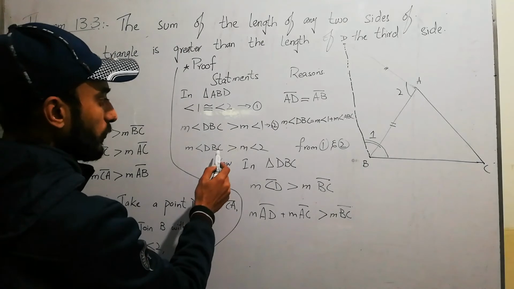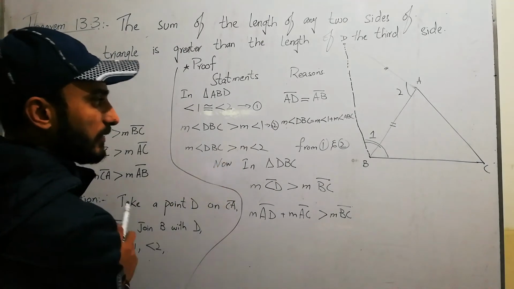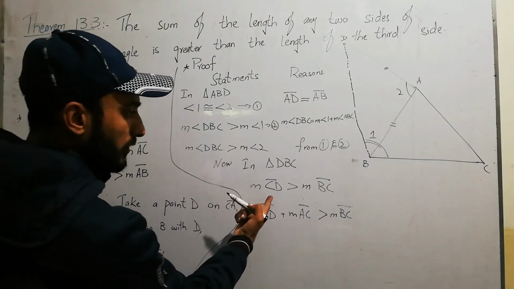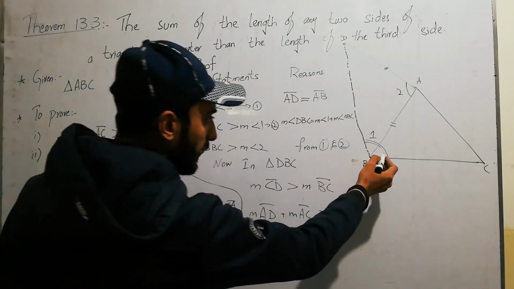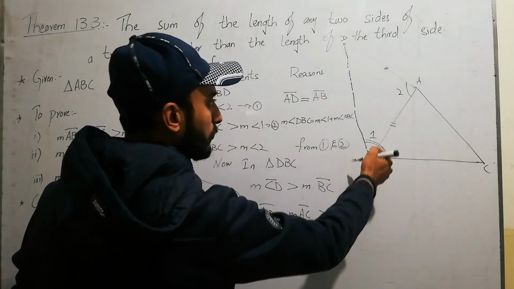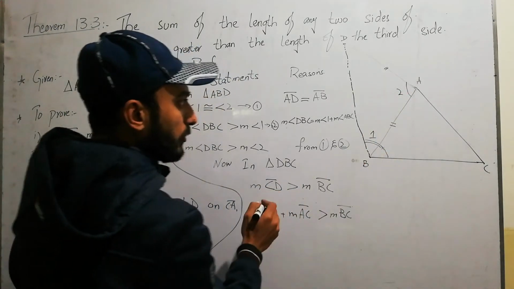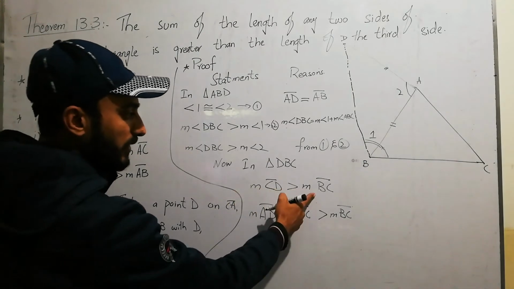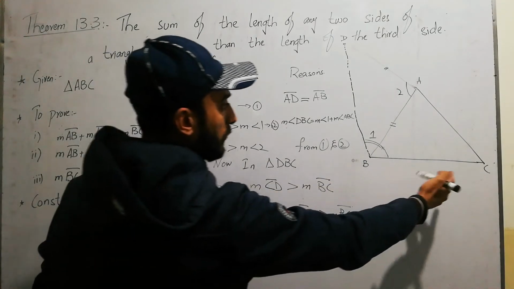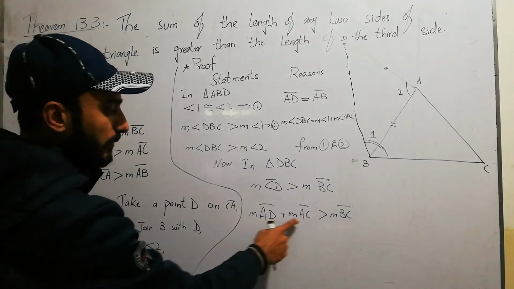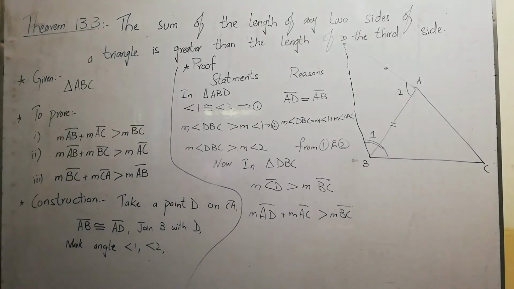First of all, we have to prove this angle DBC is greater than measurement of angle 2. If this angle is greater, then the side opposite to this angle is also greater. If this angle is bigger, then the side opposite to it will also be greater, greater than the side in front of it. And CD is greater than BC, so CD, this whole from point C to D, we can say that AD plus AC is greater than BC. This is what we have to prove.